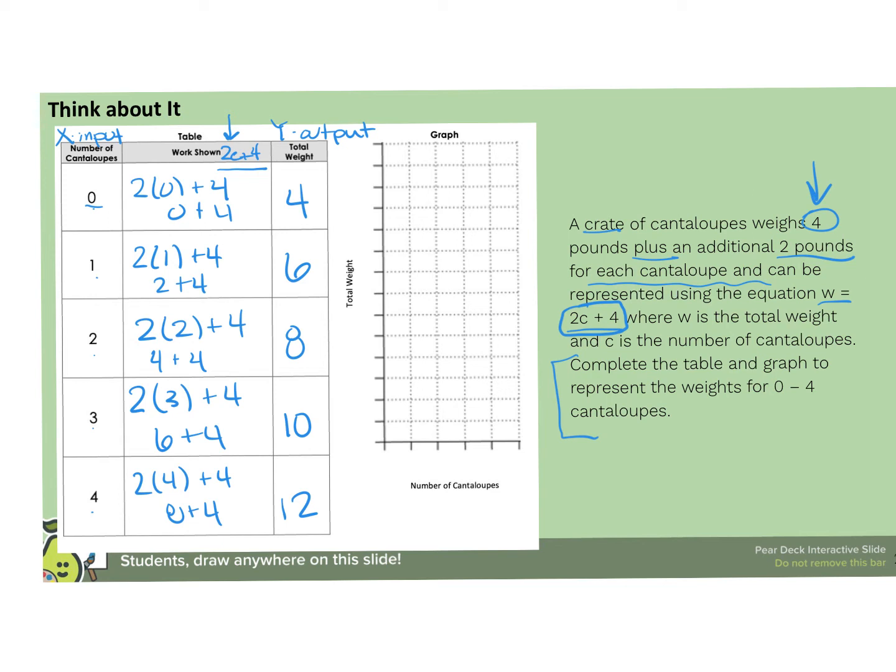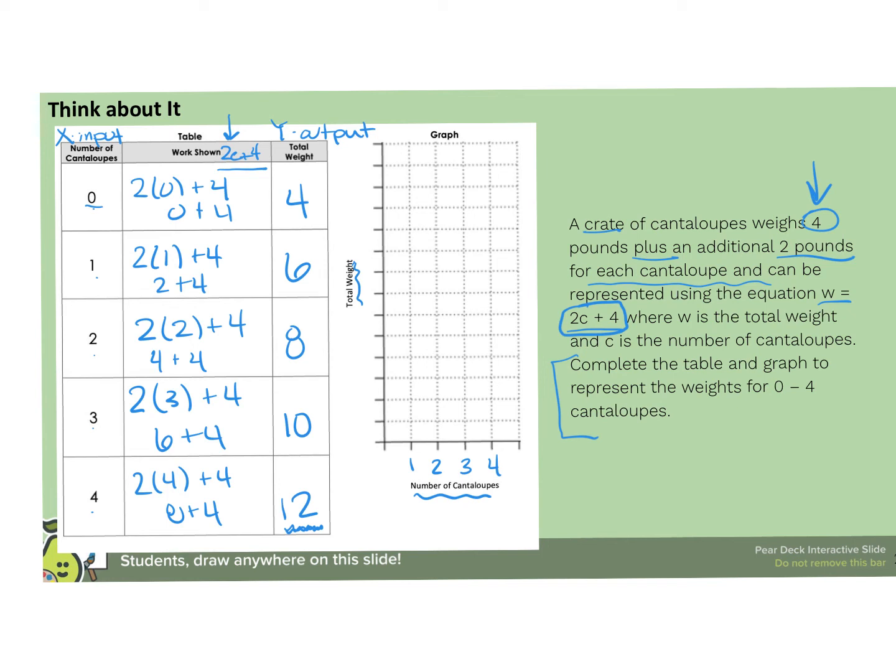Now we've got to graph this thing. They've labeled it for us, cantaloupes and weight, but they haven't numbered it. So you need to fill in numbers that make sense. So for number of cantaloupes, we only have to go from 0 to 4, so we can count by ones. So 1, 2, 3, and 4. And for total weight, we've got to go all the way up to 12. So we're going to see if we have enough to count by ones. If not, we might have to count by 2s or 3s.